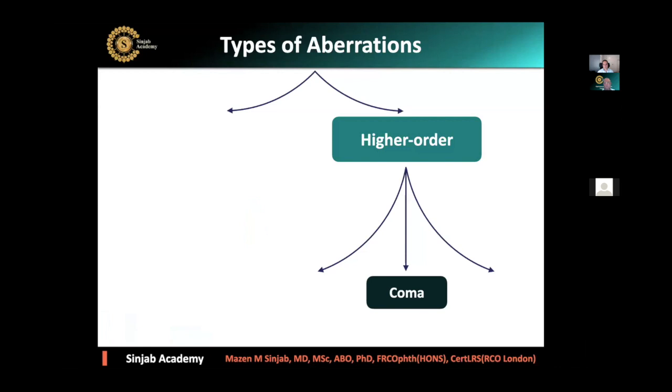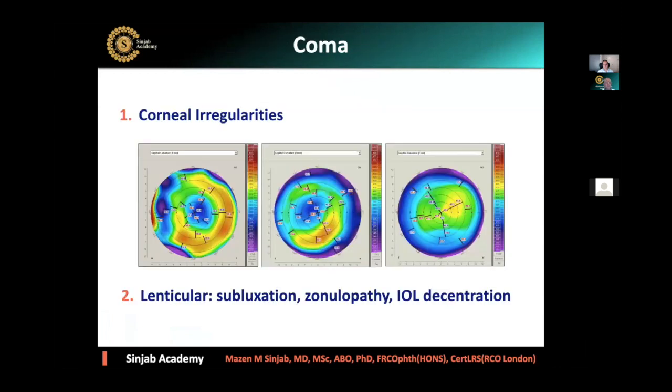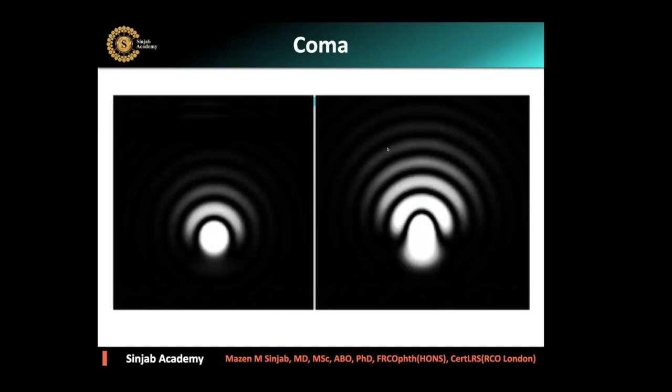Okay, good. Now we come to the coma. The coma, of course, is generated by corneal irregularities, such as decentered optical zones, irregular cornea, scars after keratoplasty, for any reason. And there is another type, which is lenticular, like subluxation, zonulopathy, IOL decentration, and so on. And of course, people suffering from coma will see these tailed images.